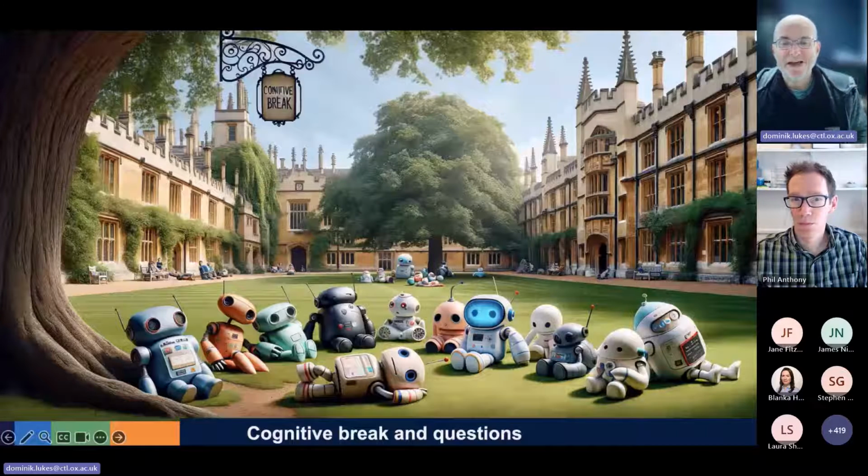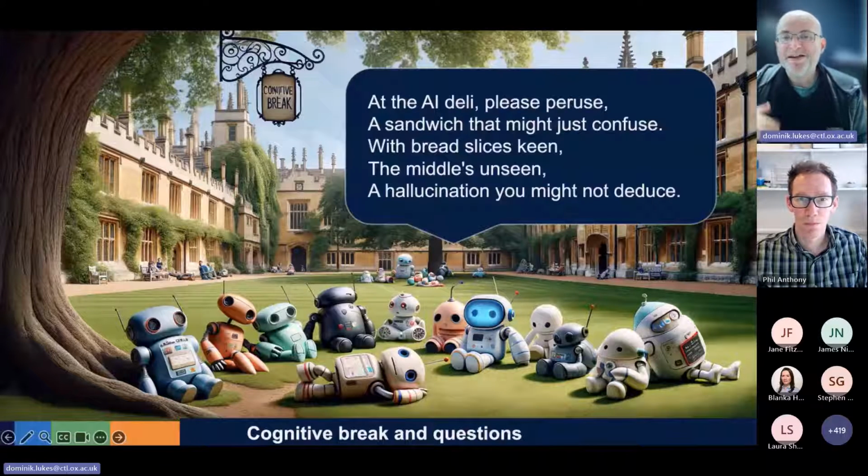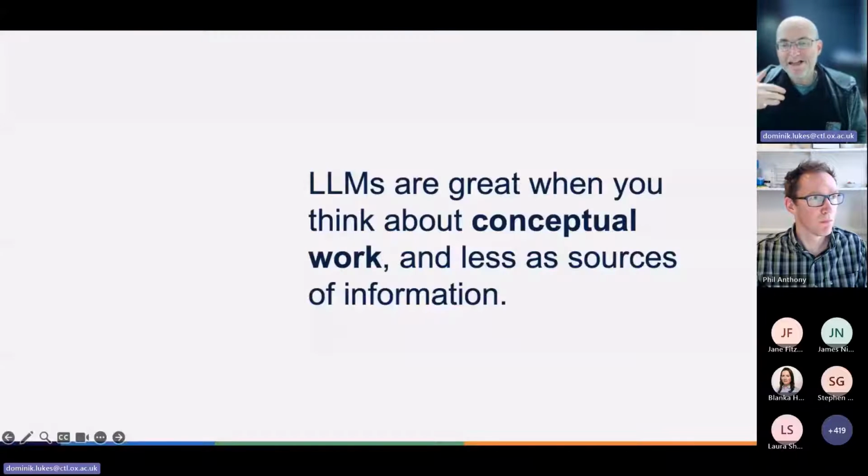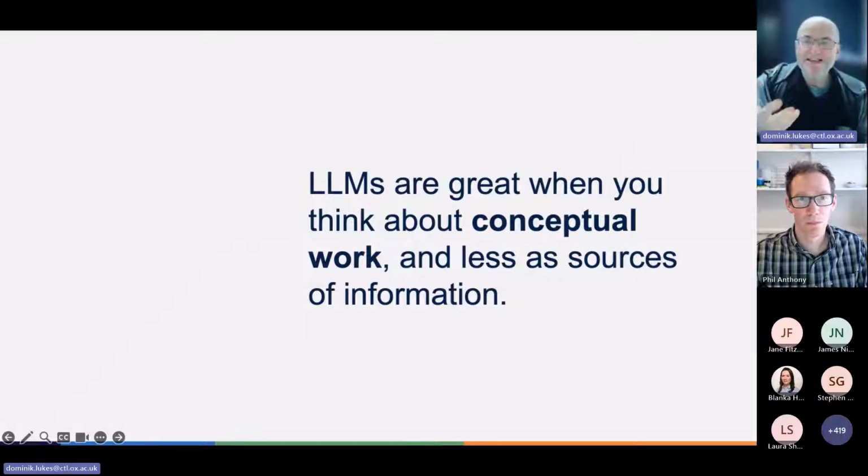So for example, if I wanted to ask it to write a limerick, then we will see that doesn't particularly matter. And when we work on conceptual ideas such as summarization, then that actually is very often easy to check. And so it's perhaps not as much of an issue. So let's have a look at that.